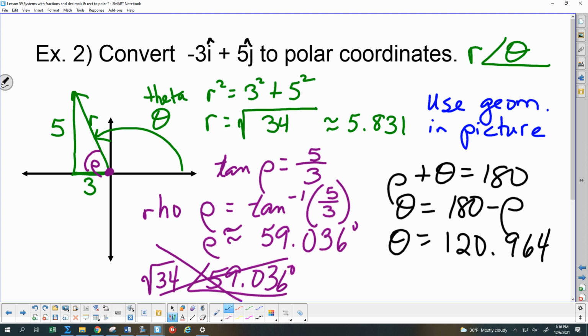0.964, is that what you said? Is that what others got? Look at your picture. Does that make sense? Does that match being in the second quadrant?